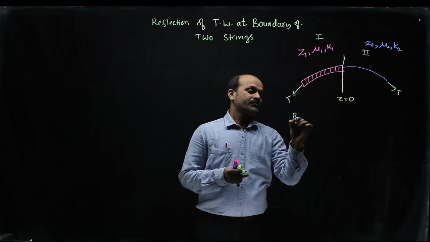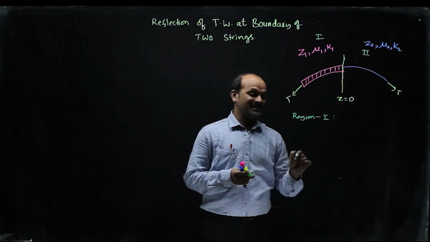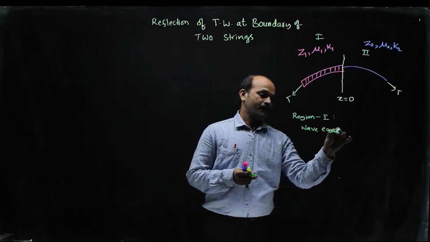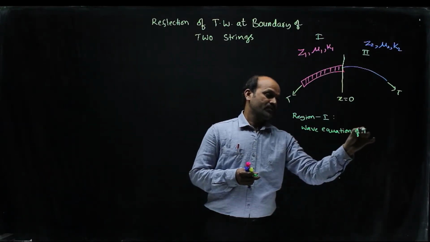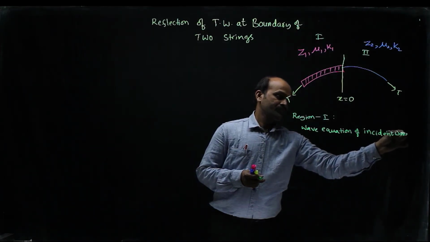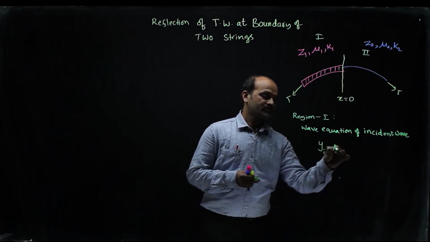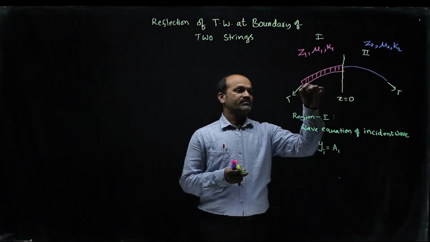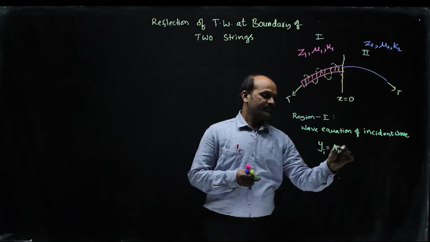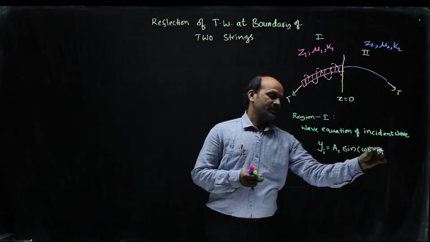In region 1 we will write the wave equation for the incident wave. yi is equal to a1 sin(omega t minus k1x), where a1 is the amplitude of the incident wave.